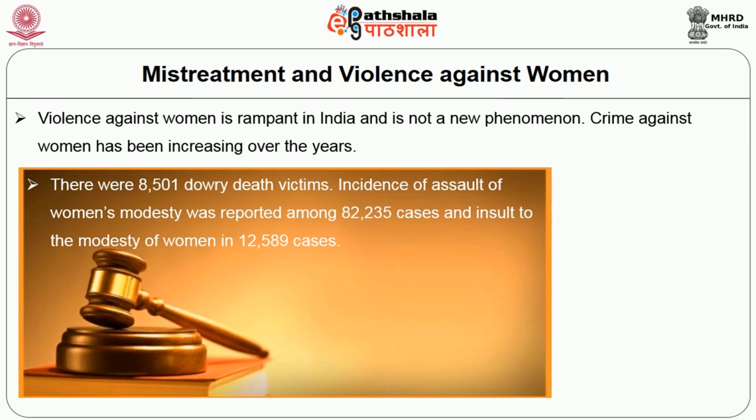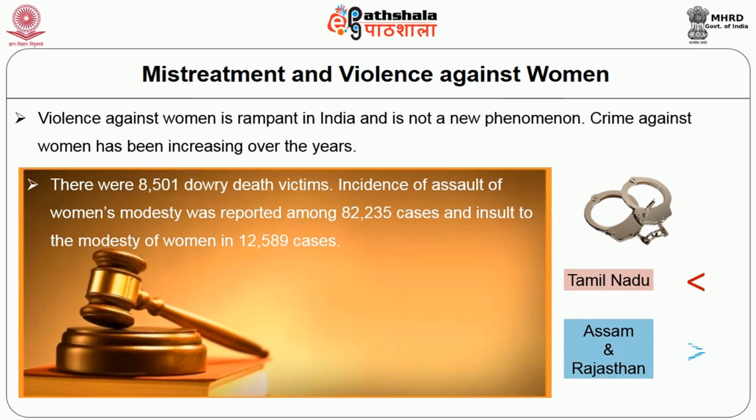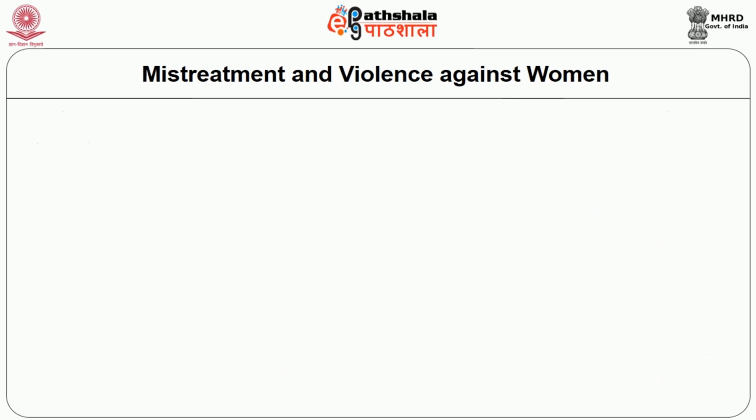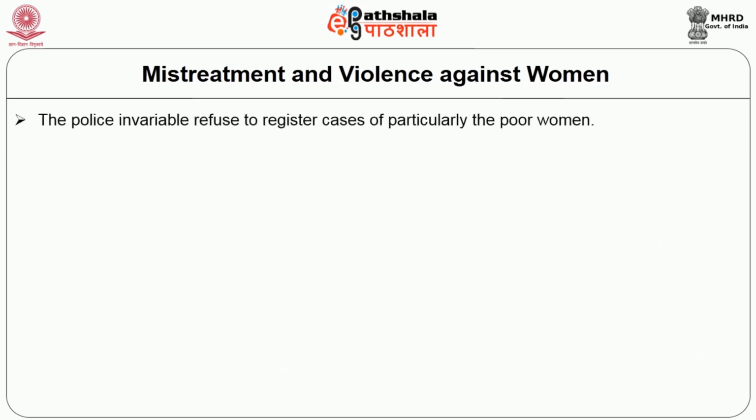Incidents of assault on women's modesty were reported in 82,235 cases and insult to the modesty of women in 12,589 cases. Tamil Nadu has the lowest crime rate in India. The highest rates were from Assam and Rajasthan. The police invariably refuse to register cases, particularly of poor women.